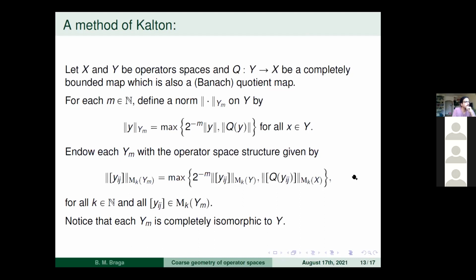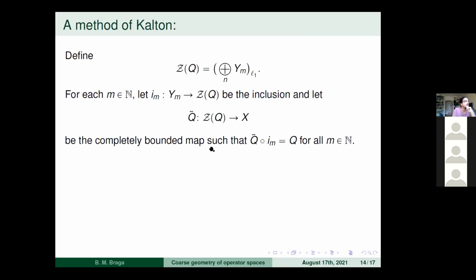So what we do now is you look at the L1 sum of all those spaces. Let's call this ZQ, following Calton's notation. You still have this natural quotient map from ZQ to X.